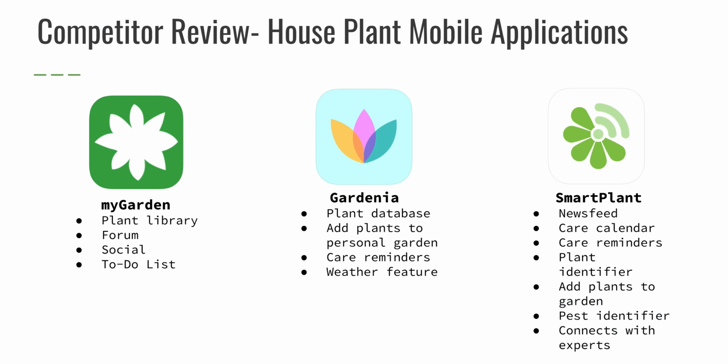I also then completed a competitor review to see what other applications are out in the market that are similar. I found 3, so My Garden, Gardenia, and Smart Plant. My Garden is more of an application that is connected to social. So it has social forums and simple to-do lists. Gardenia is an app that has care reminders and a personal garden, kind of similar to Koubachi. I would say Gardenia is the most similar. And then Smart Plant is a kind of more robust app. So it includes features like a care calendar, care reminders, a plant identifier, pest identifier, newsfeed. So it's a lot more of a robust tool.